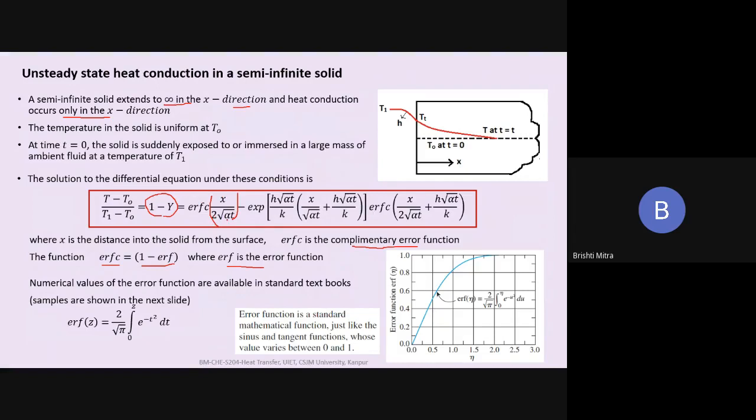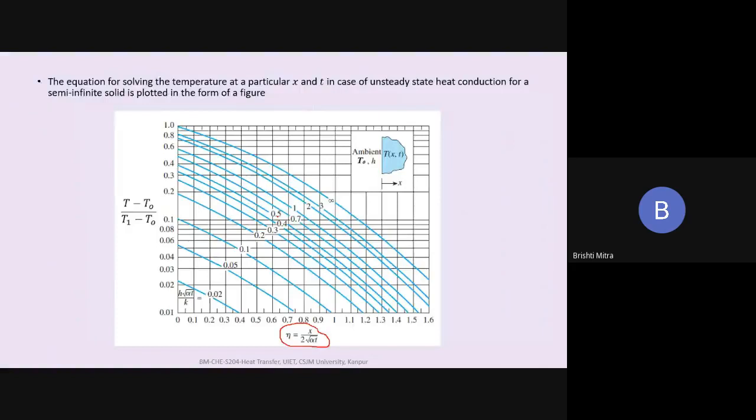So what is the other term that we are talking about? The other term is h square root of alpha t by k. These different lines drawn out here, these blue lines, are for different values of h square root of alpha t by k. For both of these we can find the numerical values. Say, for example, if x by 2 square root of alpha t is equal to 1, then I go along this particular line.